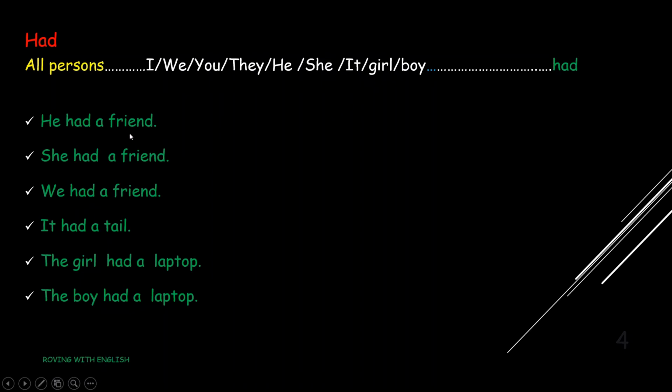He had a friend. She had a friend. We had a friend. It had a tail. The girl had a laptop. The boy had a laptop. While using had, you don't need to worry about singular or plural or first person or second person. You can use it with everything. But it is used with the past tense. It is used to denote something that happened in the past or was in the past.